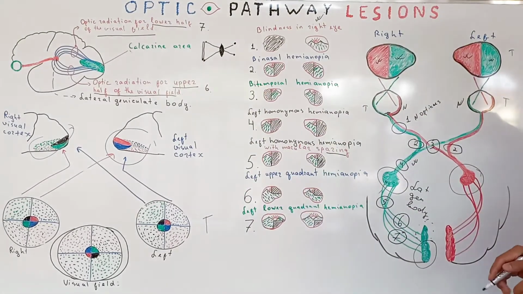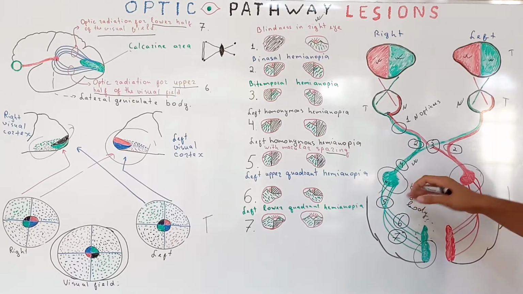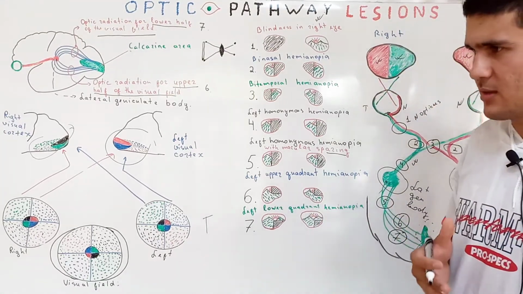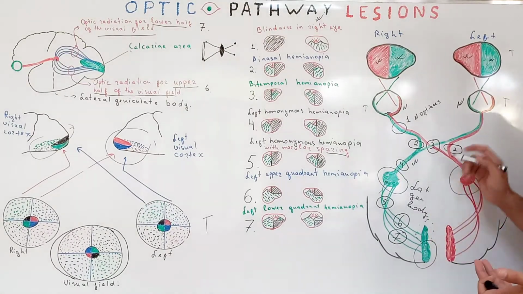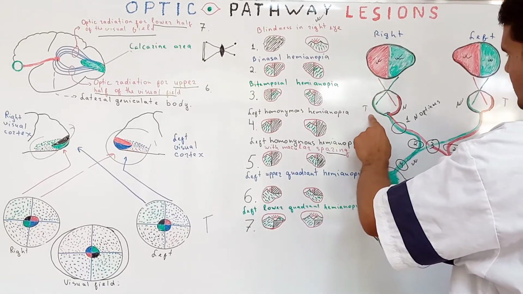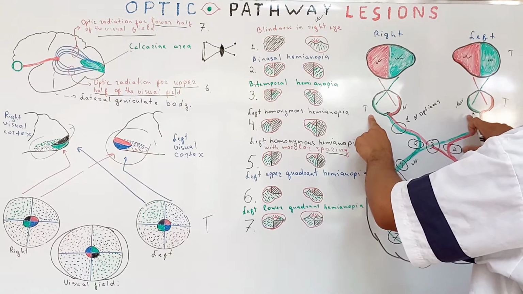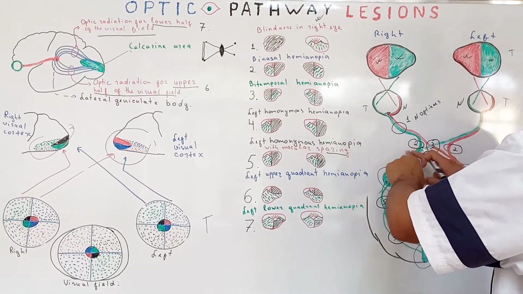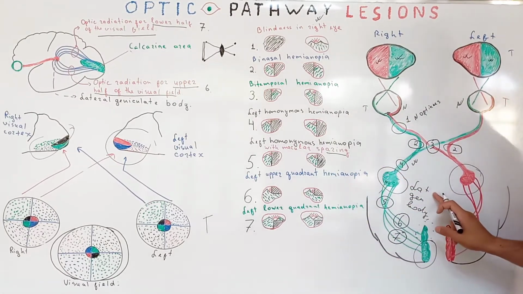And the next lesion is located in the optic tract. It may be due to some kind of tumors or another kind of neurodegenerative disease. According to this, the temporal part of the right eye and the nasal part of the left eye retina couldn't conduct their impulses to the lateral geniculate body.